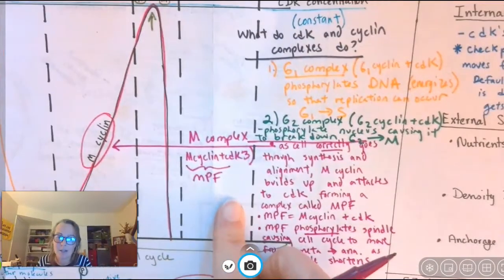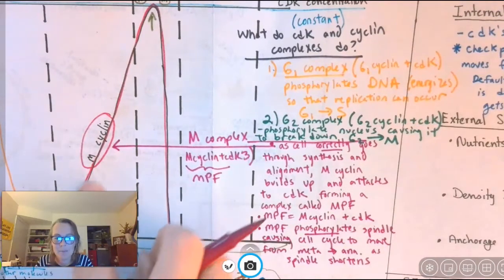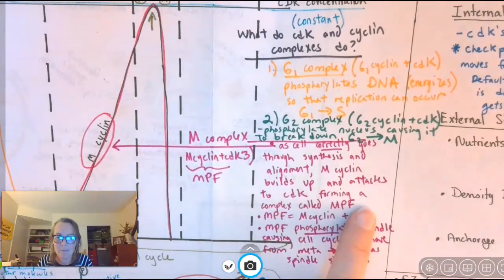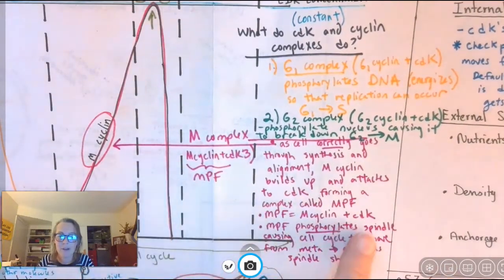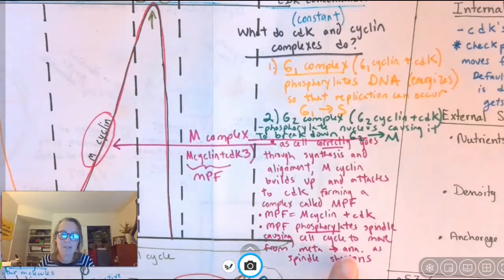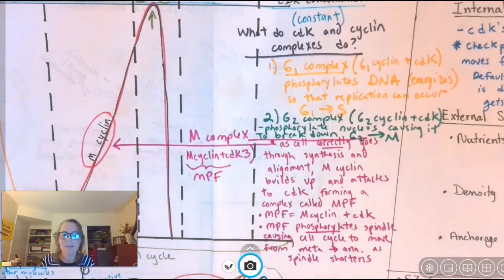That complex is known as MPF. And like we discussed earlier, as the cell correctly goes through synthesis and alignment, M cyclin will build up and will attach to a CDK to form MPF. The MPF is going to phosphorylate the spindle fibers, causing them to shorten, causing the cell cycle to pass from metaphase to anaphase. So let's look at our cell picture again so we have a better idea of what this looks like.